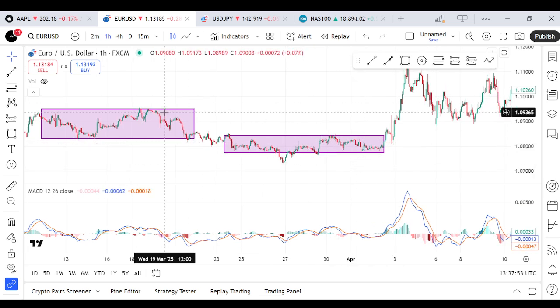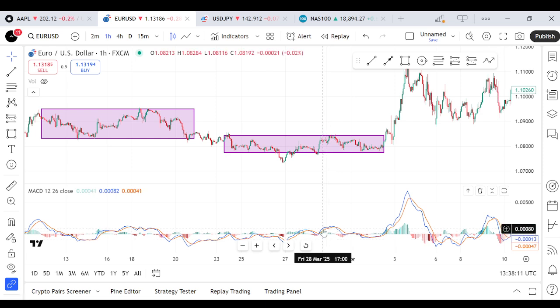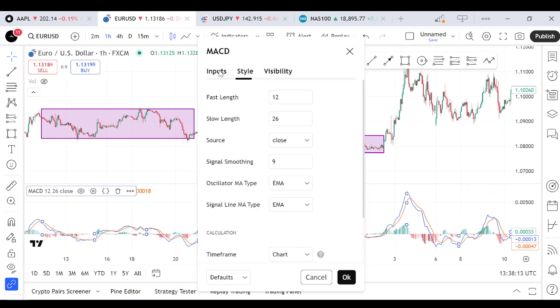I'll suggest you use higher time frames like the 1 hour, which I'm on, or you can use 4 hours. The wider the range, the better it is for trading opportunities. Avoid ranges that are too narrow as they may not provide sufficient movement for valid signals. The next is to apply the MACD indicator, which I have done. Ensure you set it to the default settings: 12, 26, and 9.